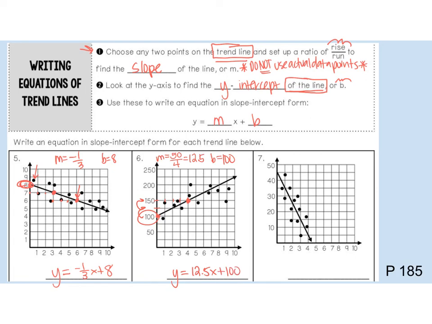For number 7, they already have the line of best fit. So here is my y-intercept, and that is at 45. b equals 45. And we're still going to be looking for the slope. And this one drops 5, 10, and runs 1. So my equation would be y equals -10x plus b, 45.